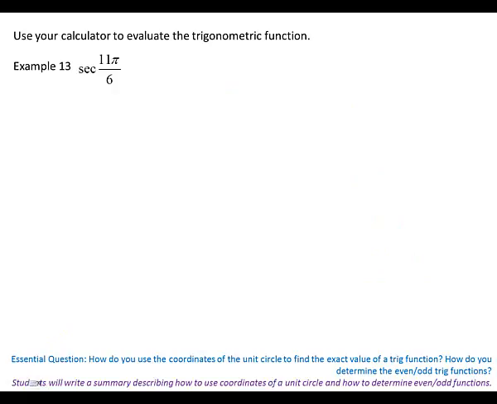Okay. Do secant of 11 pi over 6. All right, what do we get for that one? It's going to be point something. 1.1547. So 1.155. Okay, if we're going to round properly.